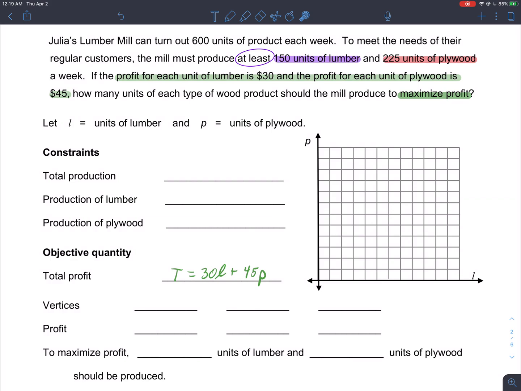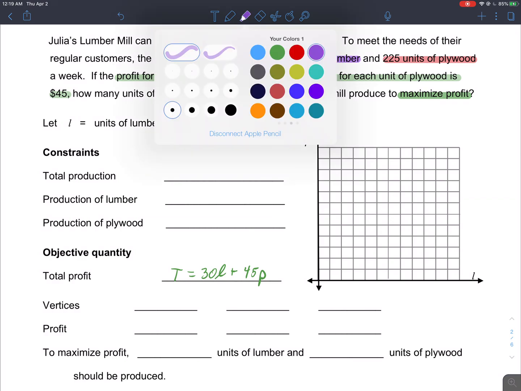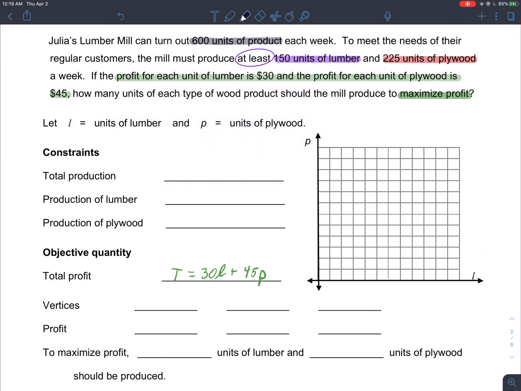And we are told in the very first statement that they can turn out 600 units in total every week. That was subtle, and I didn't really highlight it, but let's go back and pay attention to that. 600 units of product each week. So that tells me right there that the total number of lumber plus plywood is at most 600. It said can turn out 600 units. It doesn't say they can do more than that. Obviously, if they worked less, they could do less than that. So the number of lumber plus the number of plywood must be less than or equal to 600. Hopefully that makes sense. They can't do more, but they can do up to that.